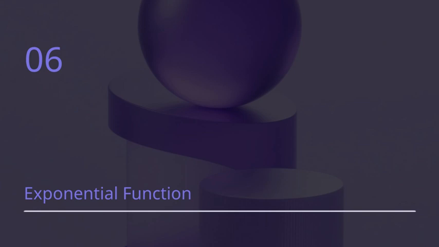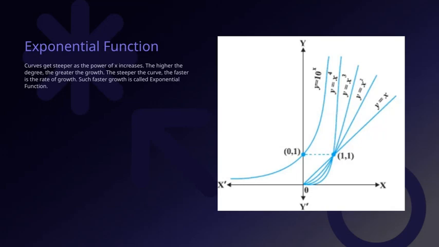Throughout this presentation, we've seen how these functions underpin many concepts in mathematics and science, illustrating the power of exponential change. So, as you can see here, the curves get steeper as the power of x increases. This means that when the degree of the polynomial is higher, the growth becomes more rapid. The higher the degree, the greater the growth rate, and this is visually represented by the steepness of the curve. The steeper the curve, the faster the rate at which the function's value increases.